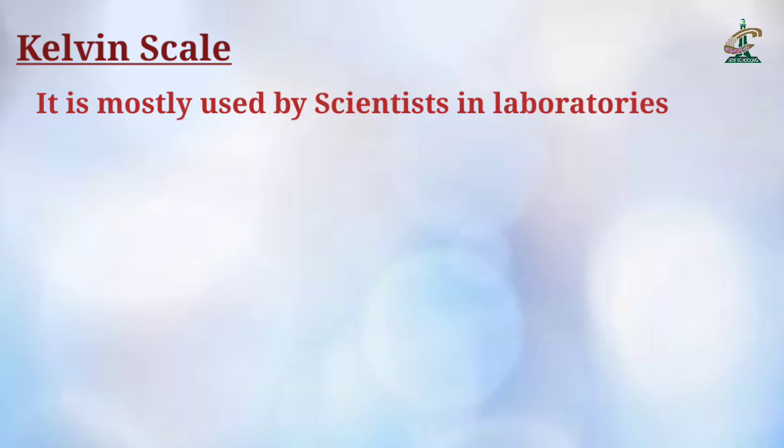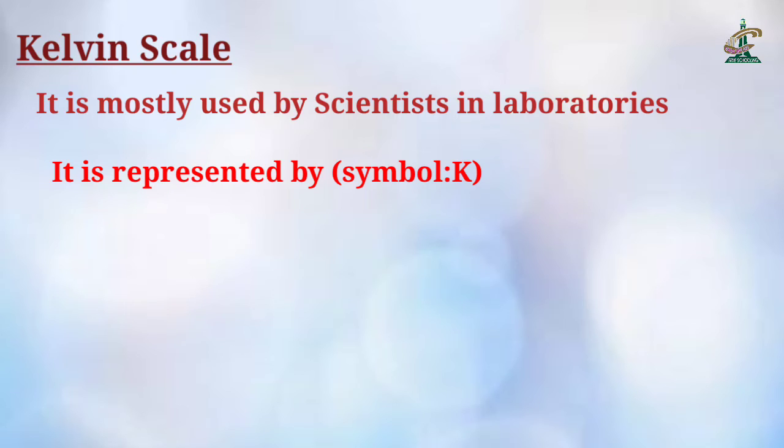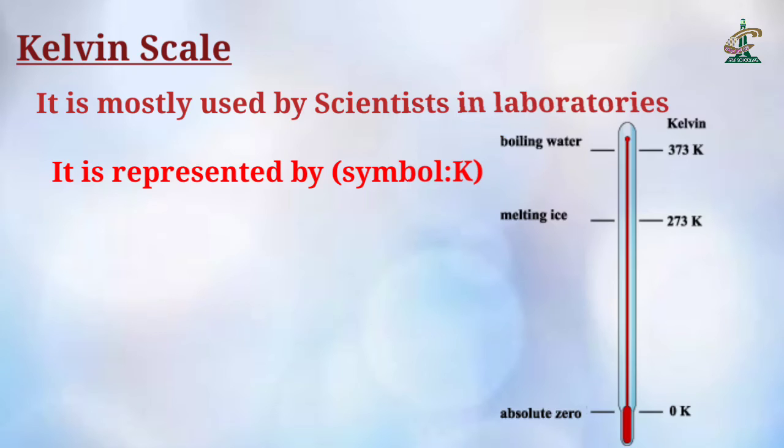Students, the third scale is Kelvin scale. It is mostly used by scientists in laboratories. It means scientists use this Kelvin scale for scientific work. This scale is represented by symbol K. Okay, but no degree sign is used, as in Celsius or Fahrenheit.